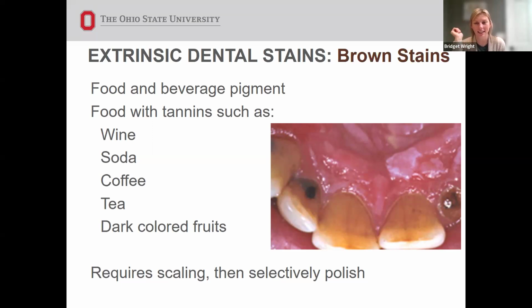Soda, coffee. I always tell patients, I'm not going to tell you to stop your coffee habit, but try to drink it in the appropriate way. So really quick with meals and not sipping on it all day long, but I could never tell anybody to give up their coffee. I don't know about you. Teas, and anything that is just dark, might leach into the tooth and cause these types of brown staining. And again, these often will require some scaling, and then polishing to follow.